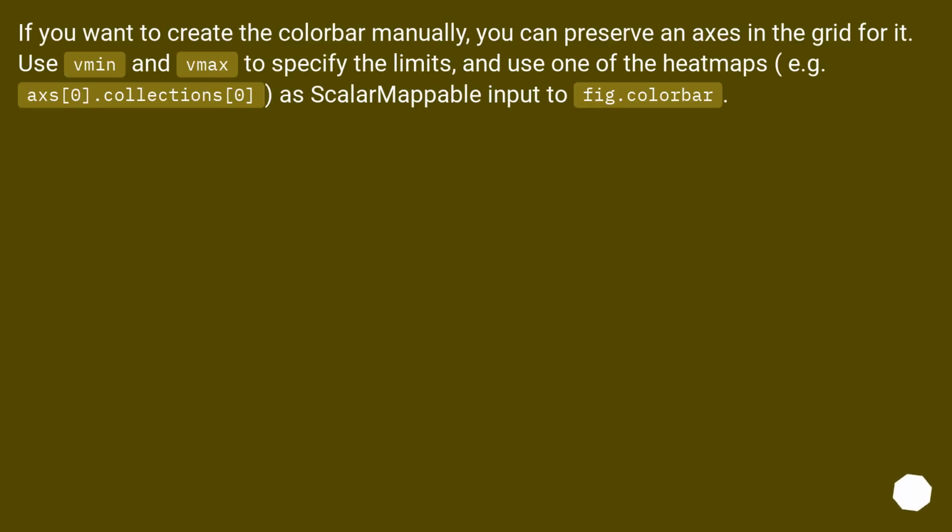If you want to create the color bar manually, you can preserve an axis in the grid for it. Use vmin and vmax to specify the limits, and use one of the heat maps, for example axs[0].collections[0], as the scalar mappable input to fig.colorbar.